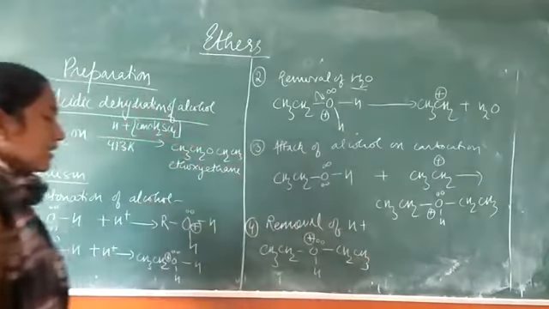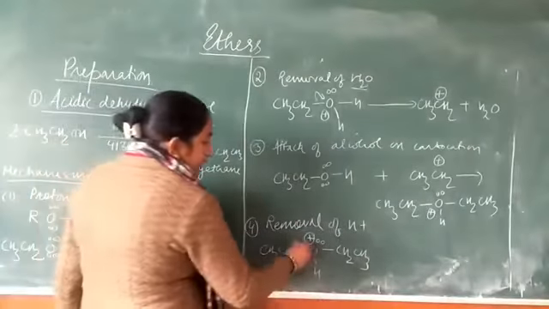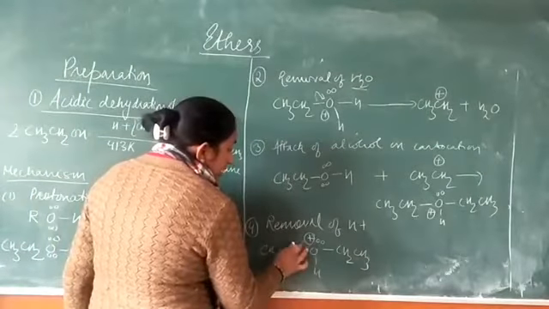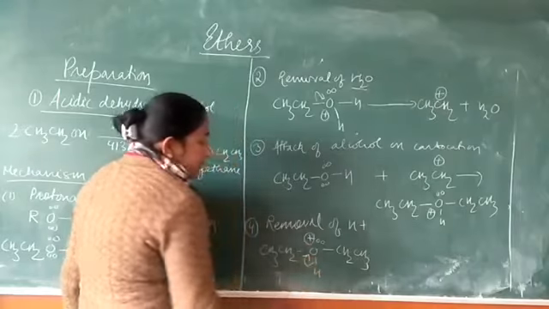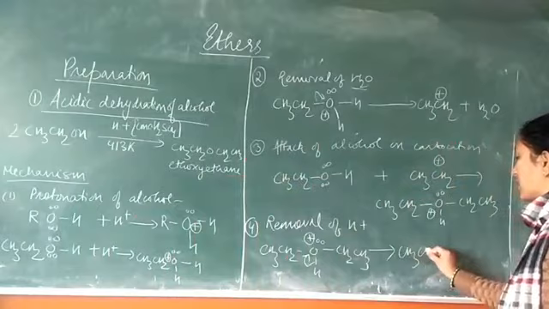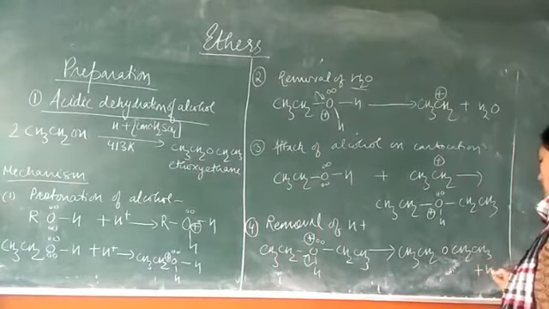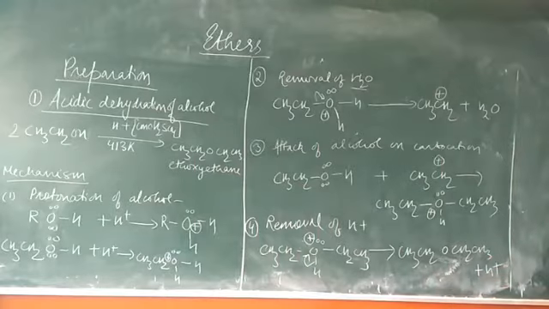Oxygen can't live for a long time in a trivalent nature. So what will happen, this O-H bond will break up, and we form CH3CH2OCH2CH3. The proton has been removed and we have obtained the ether, right? So the ether formation from acidic dehydration of alcohol follows the SN2 mechanism, right?